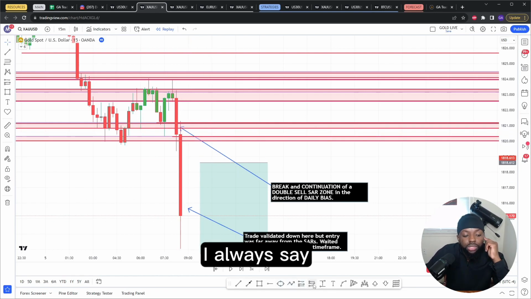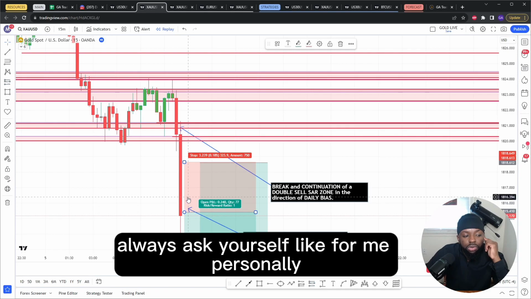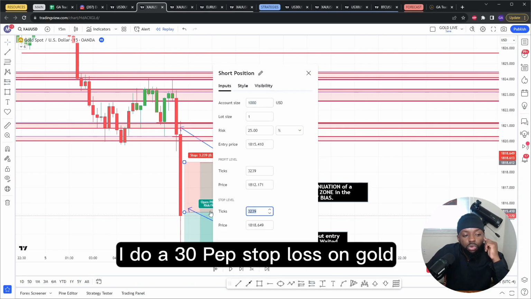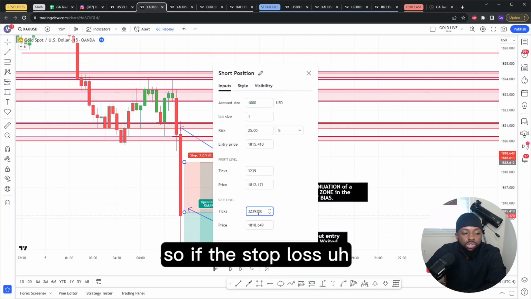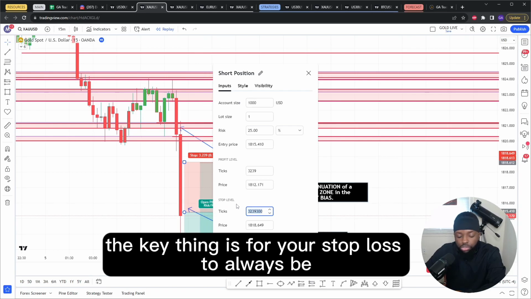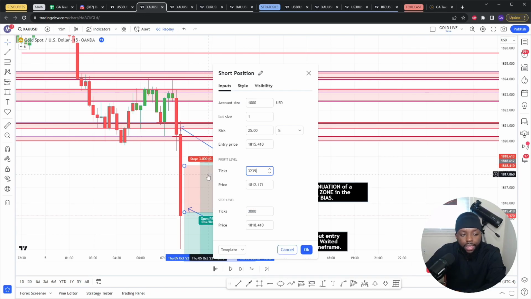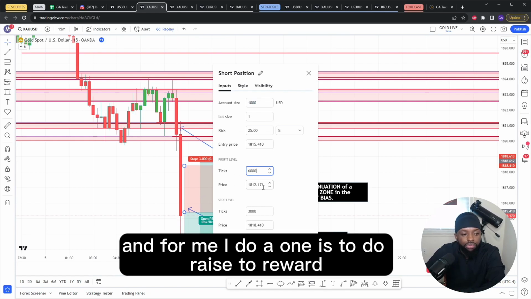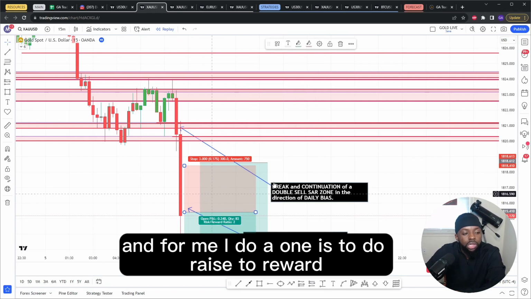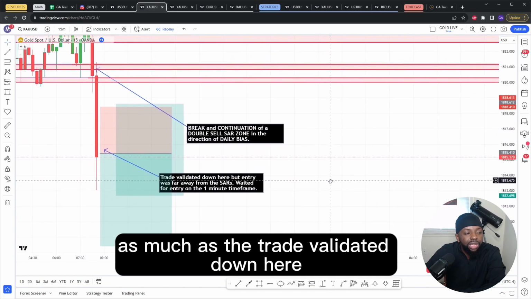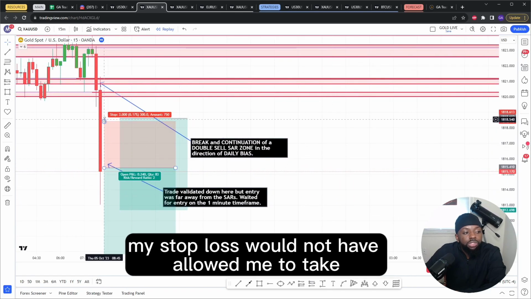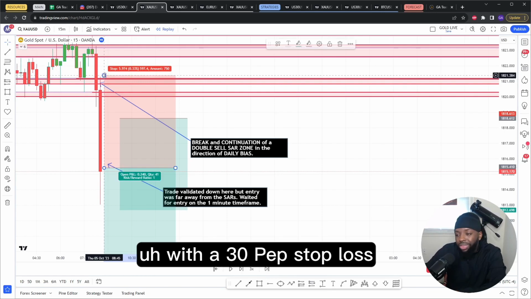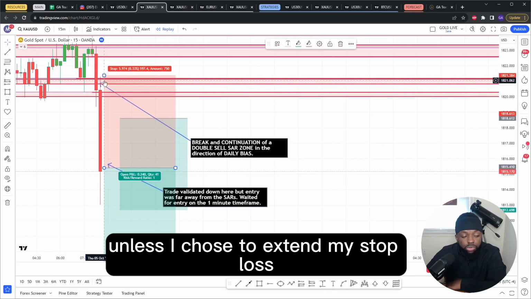But remember, I always ask myself, personally I do a 30 pip stop loss on gold. The key thing is for your stop loss to always be above or below your SARs depending on the direction you're trading, and I do a 1:2 risk to reward. So you can see here, as much as the trade validated down here, my stop loss would not have allowed me to take the trade with a 30 pip stop loss unless I chose to extend my stop loss.